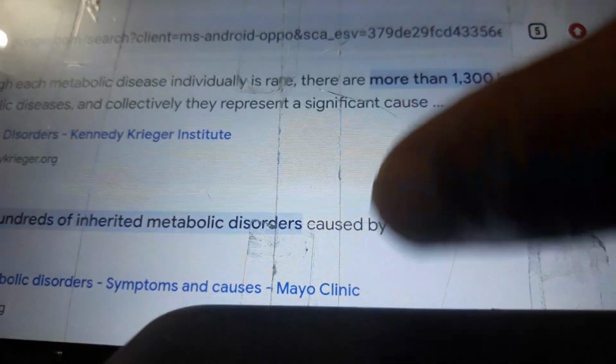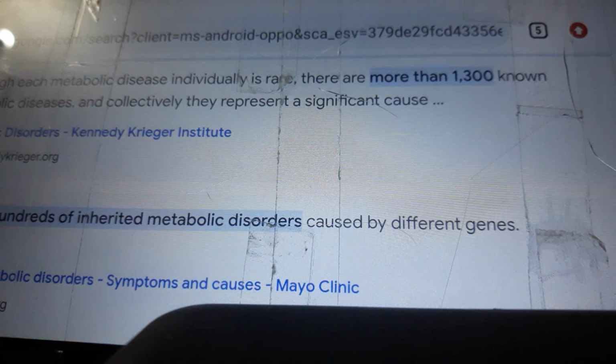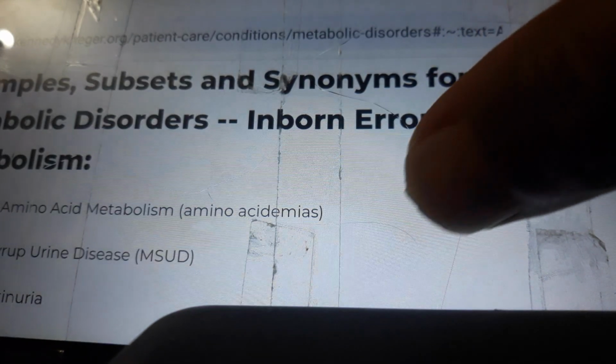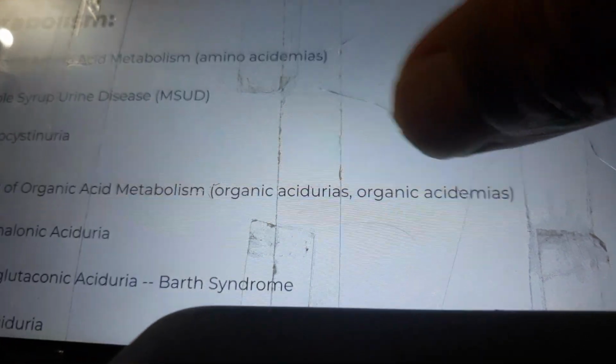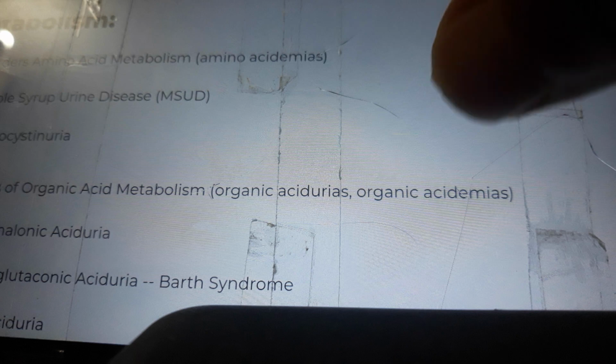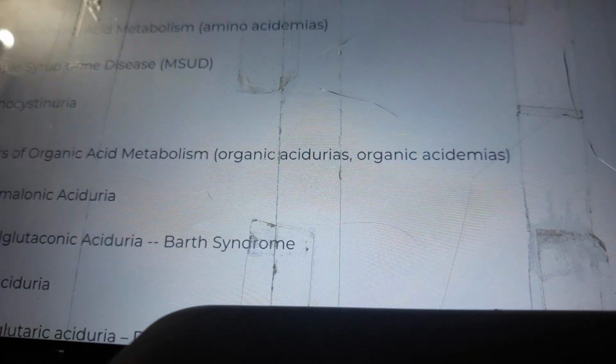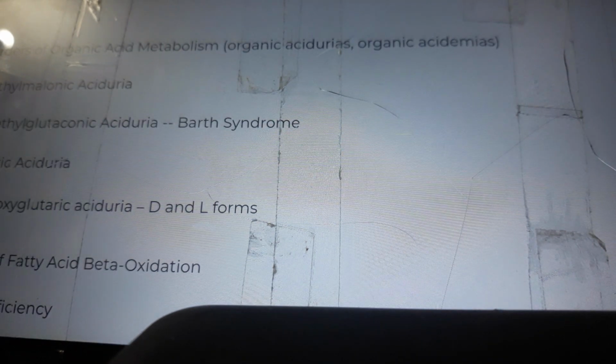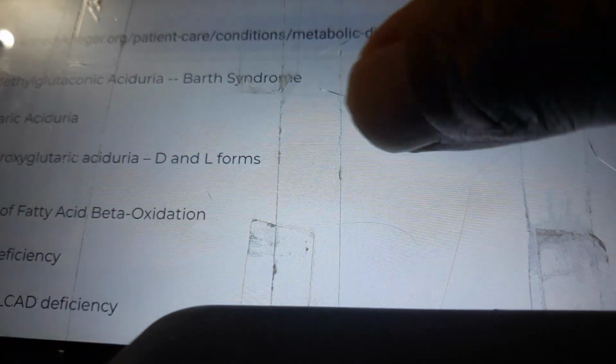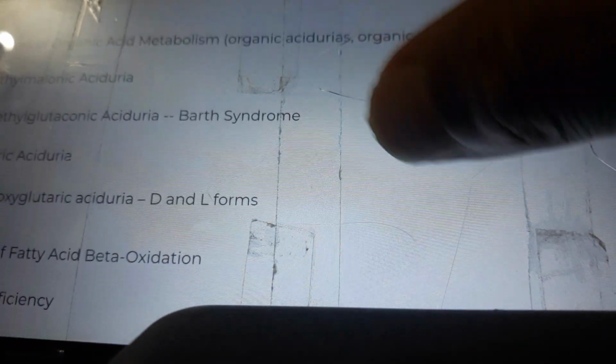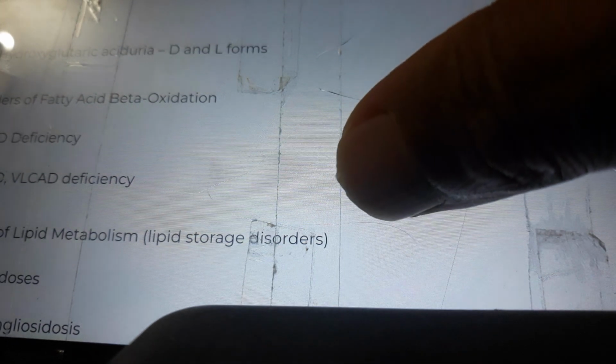I think I've already mentioned a few of them. Just mentioning a few examples, subsets and synonyms for metabolic disorders: inborn errors of metabolism, disorders of amino acid metabolism, maple syrup urine disease (MSUD), homocystinuria, disorders of organic acid metabolism, organic acidurias, organic acidemias, which would be methylmalonic aciduria, 3-methylglutaconic aciduria or Barth syndrome, glyceric aciduria, 2-hydroxyglutaric aciduria D and L forms, as dextro and levo forms, disorders of fatty acid beta oxidation, MCAD deficiency, LCHAD and VLCAD deficiency.